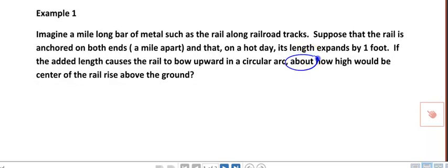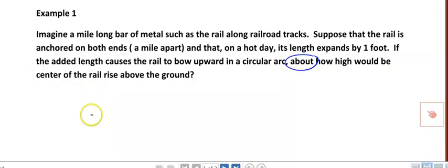The fact that I see the word "about" how high means we're probably going to have to do some approximations. What's really cool is to try and guess what you think the answer will be. 1 mile piece of steel. Its length increases by 1 foot, but it's anchored on both ends, so that increase in length causes it to bow in the middle. So we're basically adding a foot to a 1 mile piece of steel. My question to you is, write down how high you think that rail is going to be when it bows in the middle and lifts off the ground. Do you think it's going to be inches, feet, yards, miles? How high do you think that rail will be off of the ground?